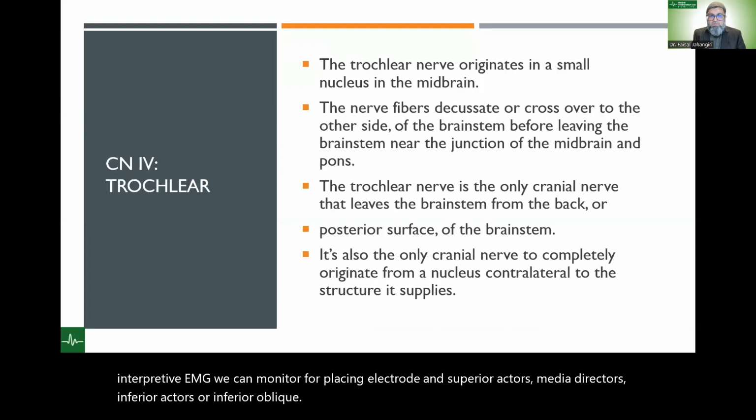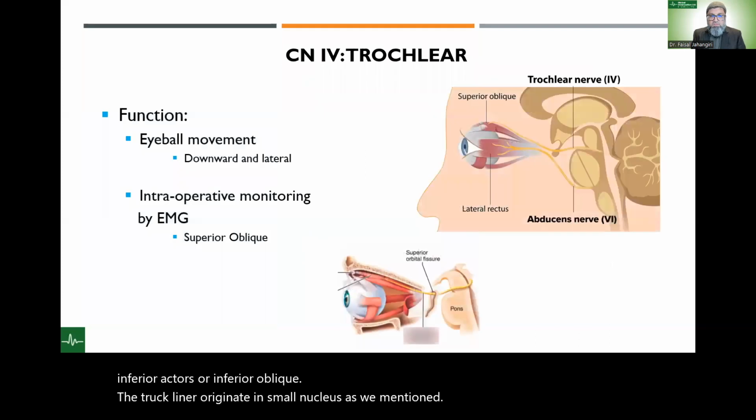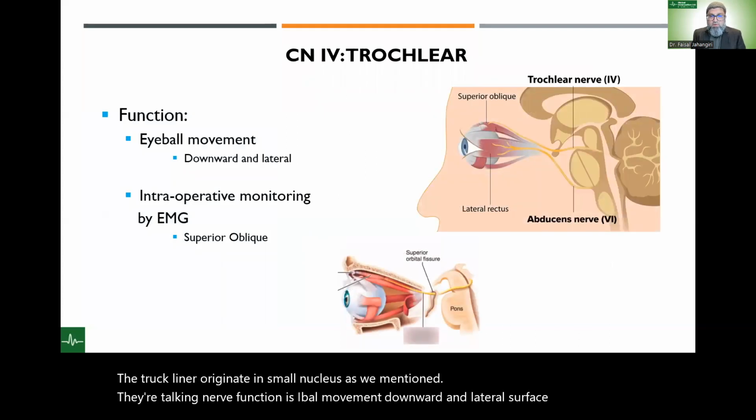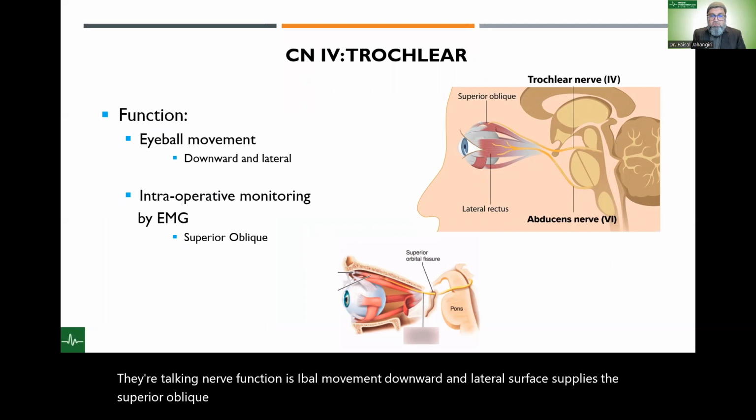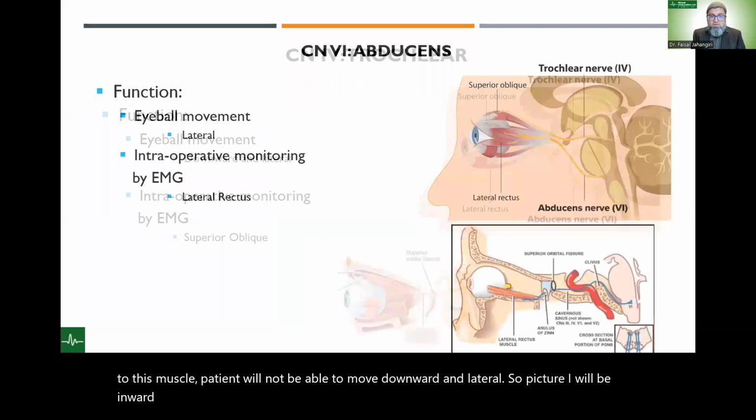The trochlear nerve originates in a small nucleus, as we mentioned. The trochlear nerve function is eyeball movement downward and lateral. So it supplies the superior oblique muscle. We can place an electrode in superior oblique, and if there's damage to this nerve, the patient will not be able to move the eye downward and lateral. So the patient's eye will be inward and medial.